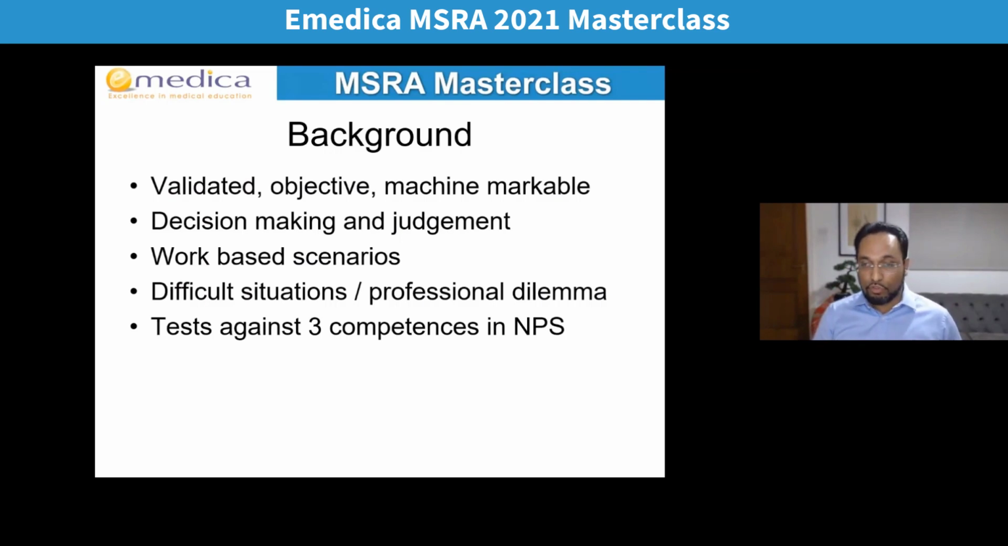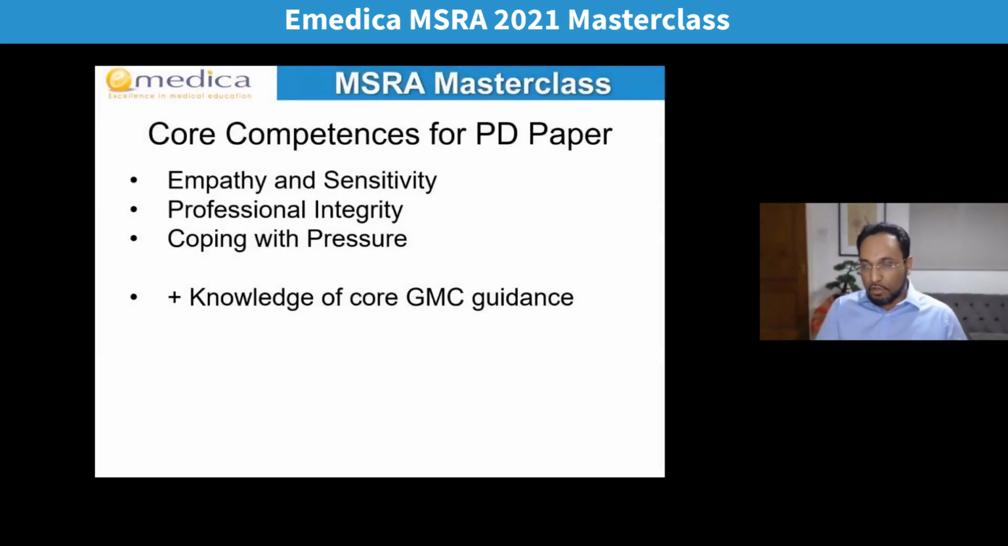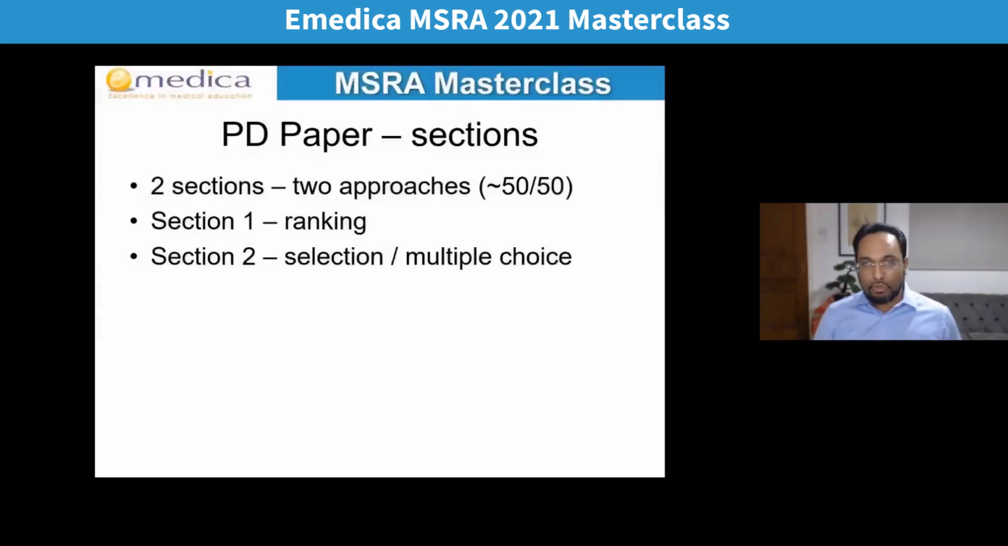Some of them will be difficult situations or professional dilemmas, and they will all be mapped against 3 competencies from the National Person Specification for all specialties. They are empathy and sensitivity, professional integrity, and coping with pressure. And for some questions, if you have a good working knowledge of core GMC and ethical guidance, it will make it easier for you to answer them. Okay. So let's have a look at a couple of questions.